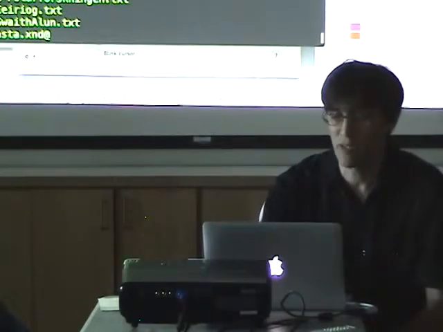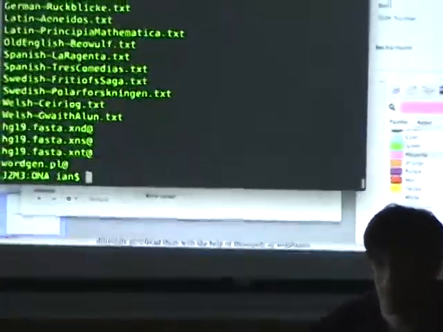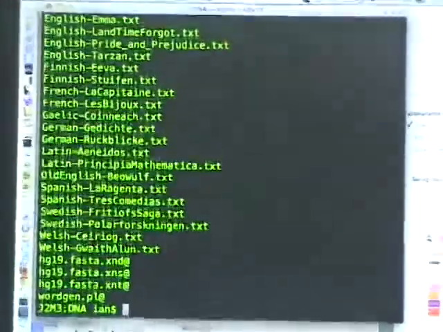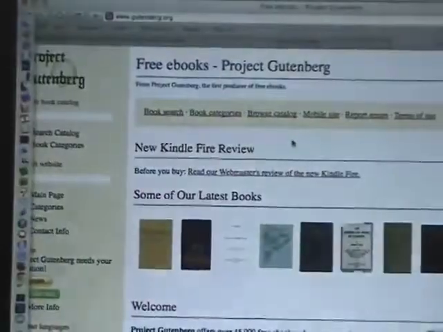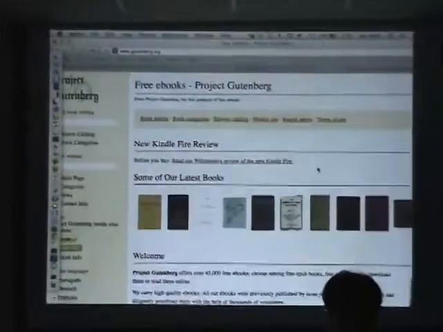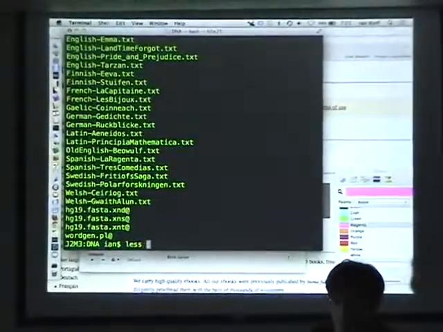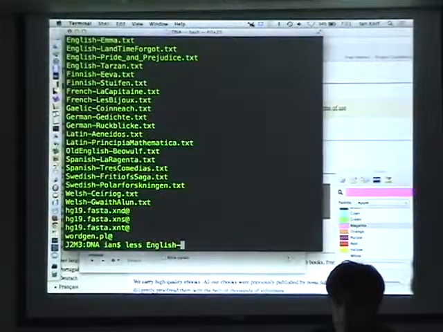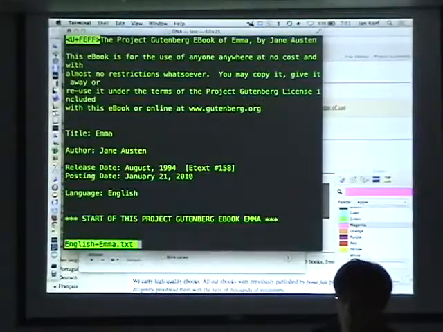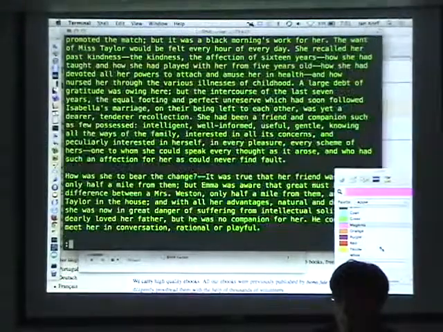So one thing I might do is start by downloading text from different languages. Where can I do that? I can do that from the Gutenberg project. Free books. You can get all sorts of books for free at the Gutenberg project. And you can read them. For example, this is Jane Austen's Emma. So this is where I yanked that thing out of earlier.